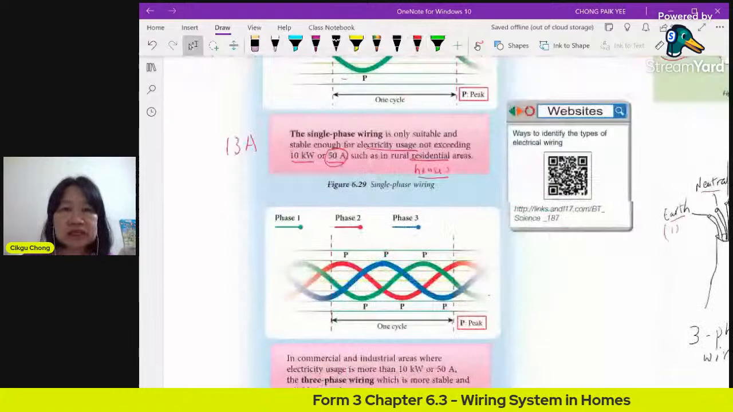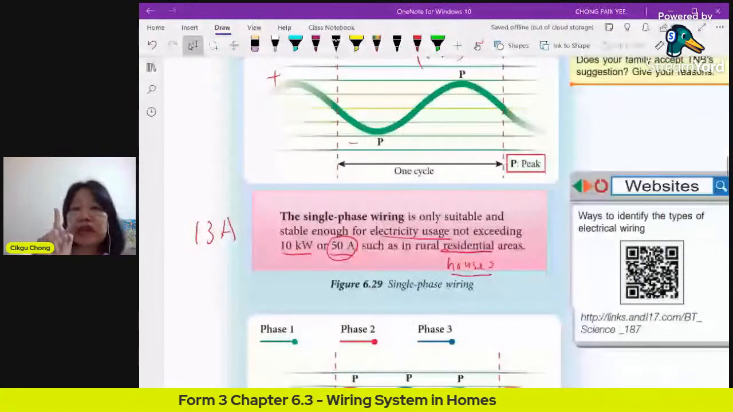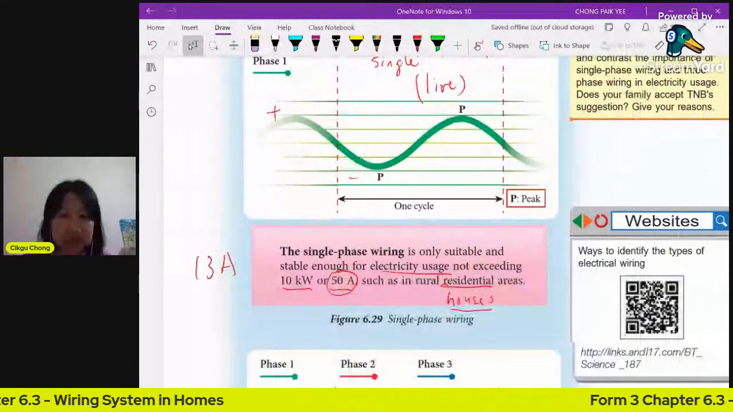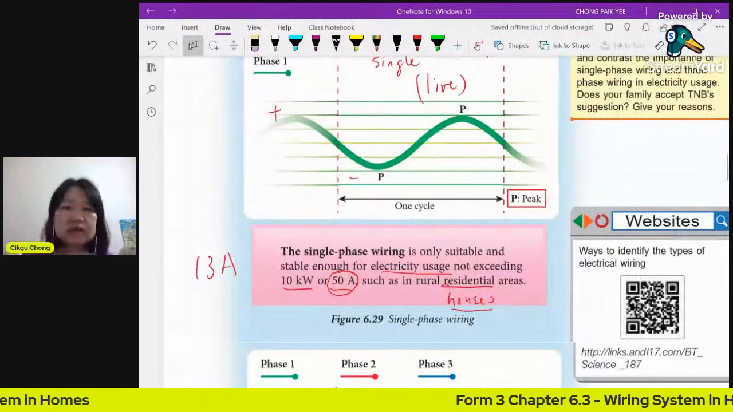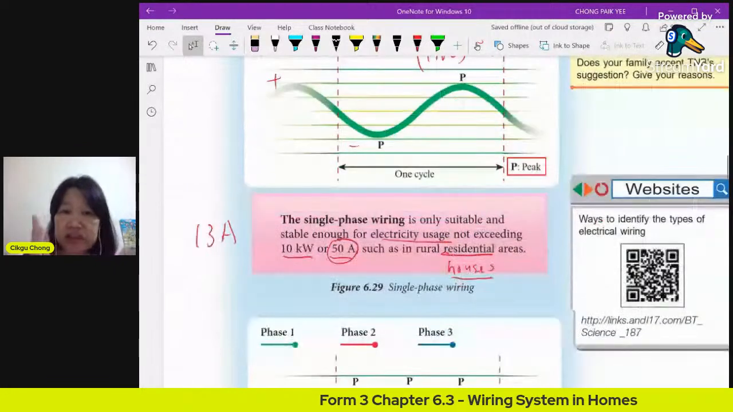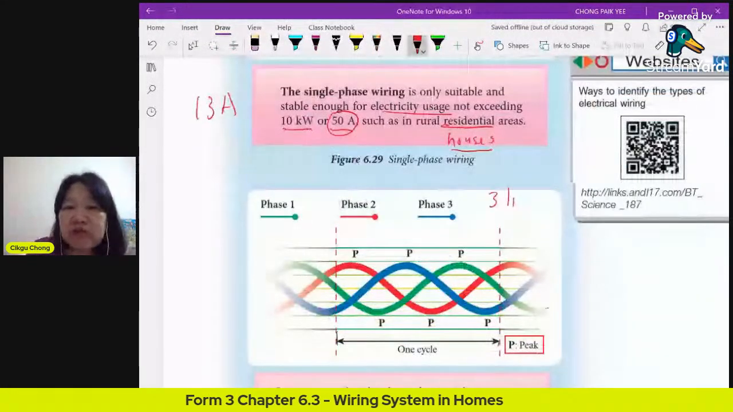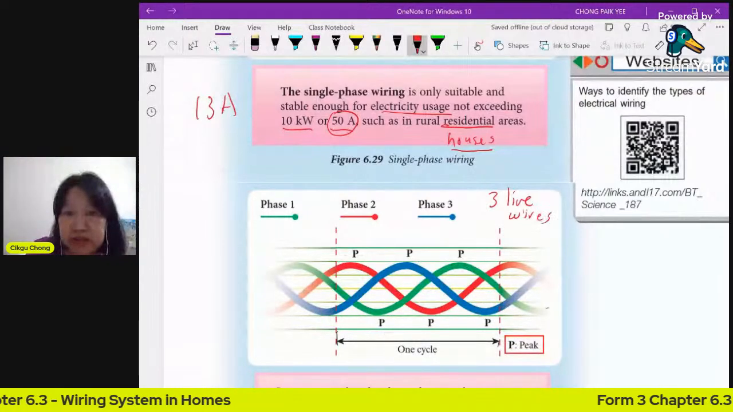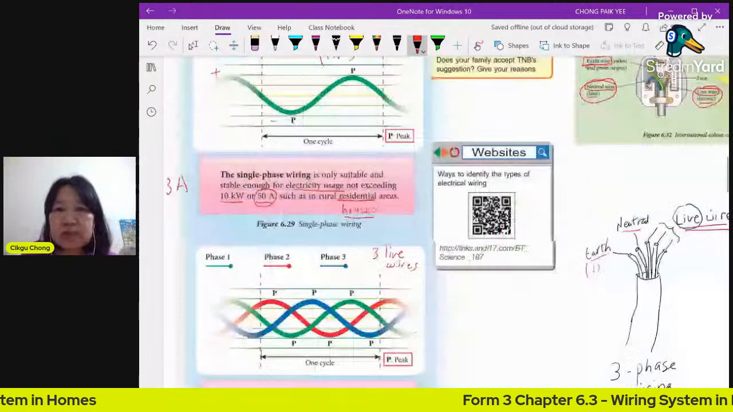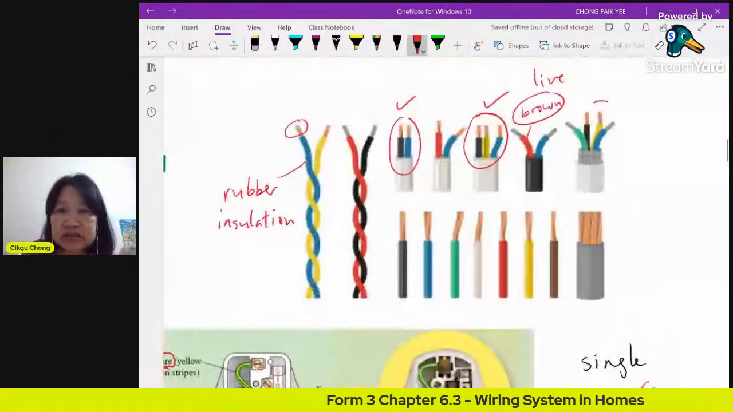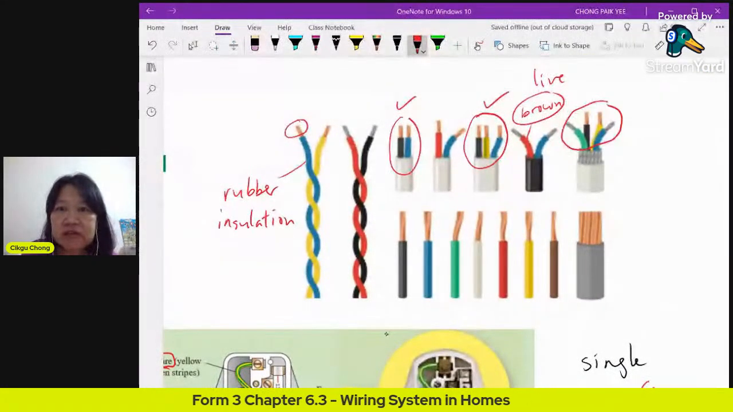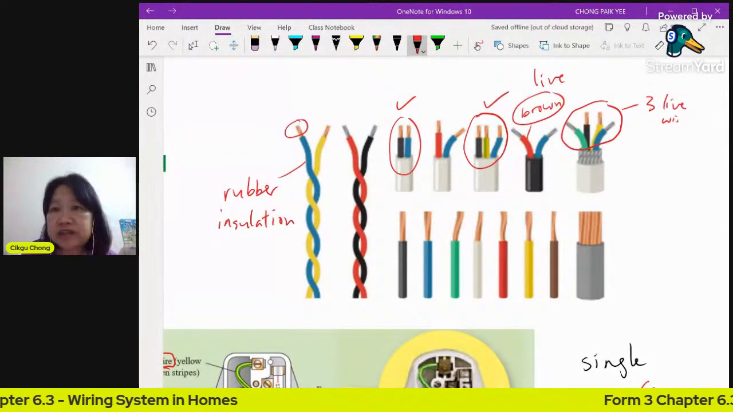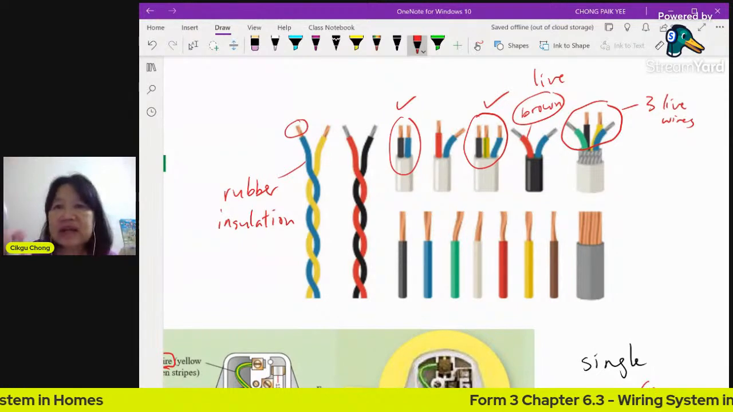With the single phase, just now you only have one live wire, so it brings in this current, and the current has only one pattern because it's only one live wire. Now, if you have 3-phase wiring, actually you have 3 live wires. If we talk about the wiring system, here you can see 4, isn't it? Three of them will be the live wire, and the other one will be the neutral. The neutral is the blue one.